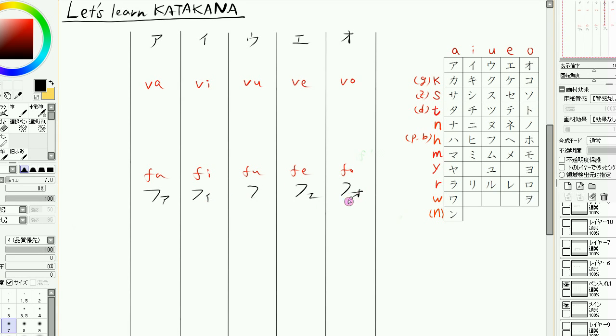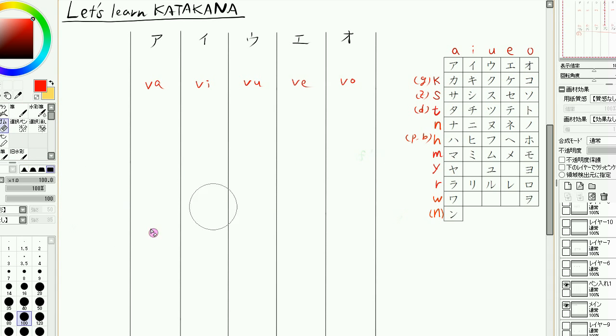So you might think you can just put the voiced sound marker to make V, because the unvoiced version of V is F in English. But as I said, F is not an English F, so we can't use the voiced sound marker. There will be B sounds for some reason. Yeah, I've already told you that. So it's not these letters.